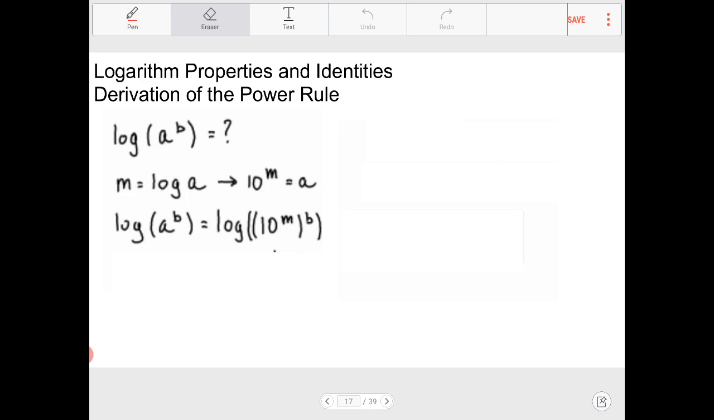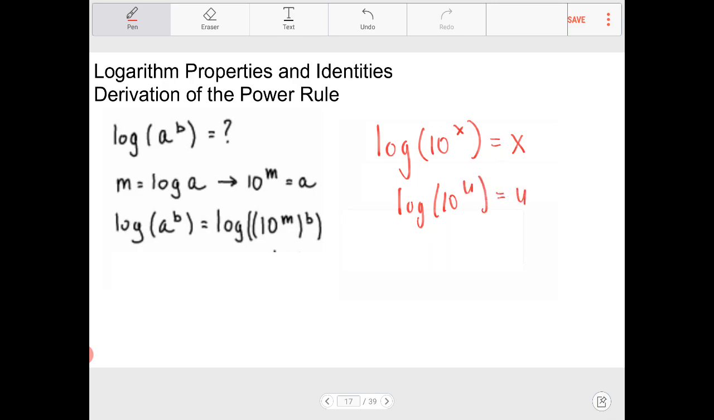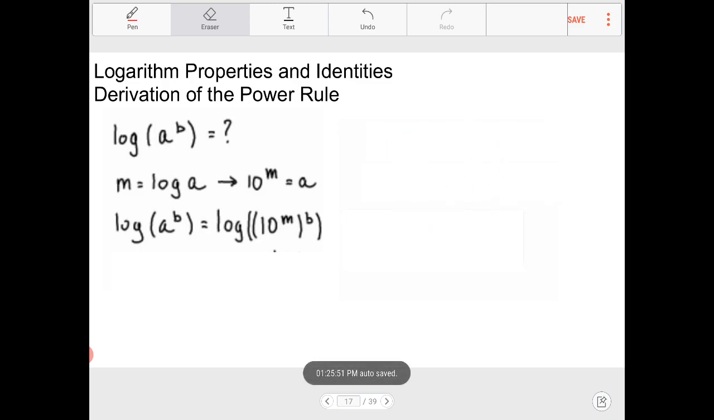So why am I doing this? Well, that's because I want to capitalize on this idea, right? Remember, this was one of the identities of the inverse. Log of 10 to the x will give me x. Log of 10 to the u will give me u, and so on and so forth. Remember this as we go through the next couple steps. All right, so the next thing we're going to do is apply the power rule for exponents, and I can see that the exponents get multiplied by one another, and look what we have now.